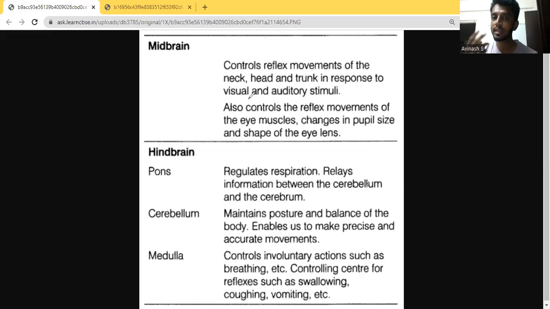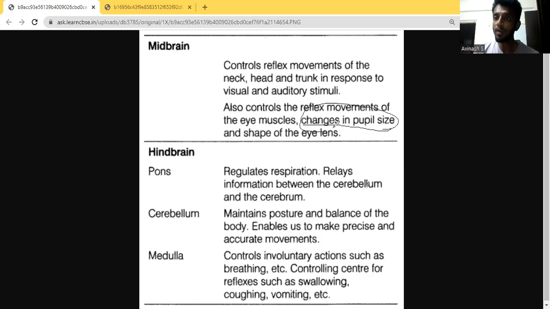So likewise, anything that you see which is very tiny, you immediately go towards that and you see it much more closely. And all these reflex actions are controlled by the midbrain. It also controls the reflex movements of the eye muscles, which means whenever you have to close your eyes or change the size of the pupil. The pupil is basically the opening of our eyes which allows the light to enter, which we have studied in the chapter called human eye.